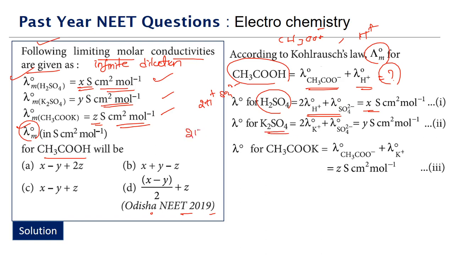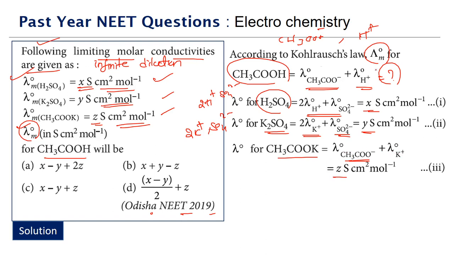K2SO4 on dissociation gives 2 K plus ions and 1 sulfate ion. So the limiting molar conductivity of K2SO4 will be 2 times the molar conductivity of the K plus ions plus the molar conductivity of the sulfate ions. That is our Y. Then we have Z. What is Z? The limiting molar conductivity of potassium acetate. This gives potassium ions and acetate ions, 1 mole and 1 mole on dissociation. So Z will be equal to the molar conductivity of the acetate ions plus the molar conductivity of the potassium ions.